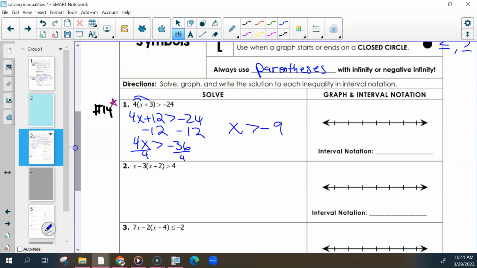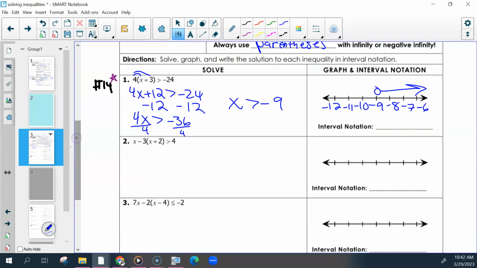So go ahead and graph that on your number line. Pick whatever numbers you want to fill this in. Would this be open or closed? Open. At -9, going to the left or to the right? Right. This is everything greater than. So we'll have time to write the notation and then it'll be time for lunch.